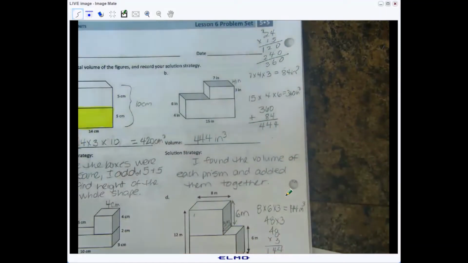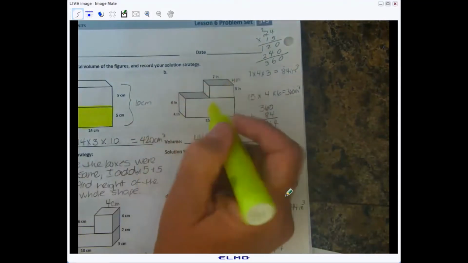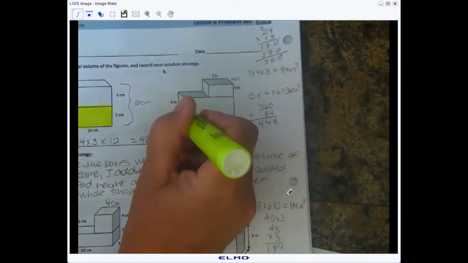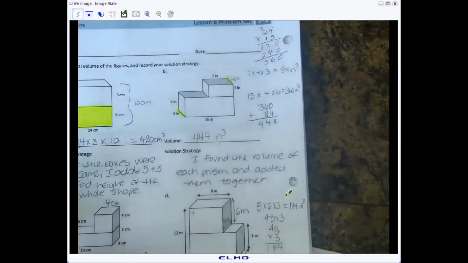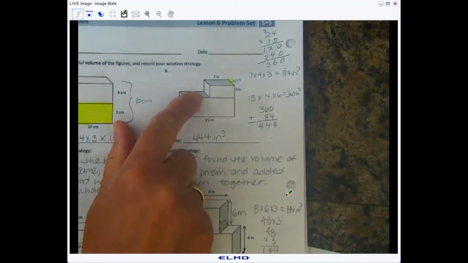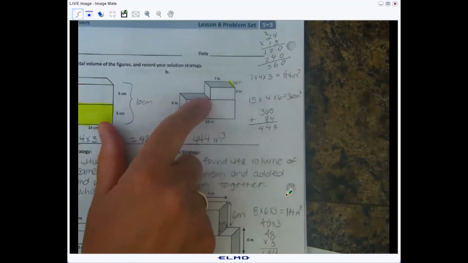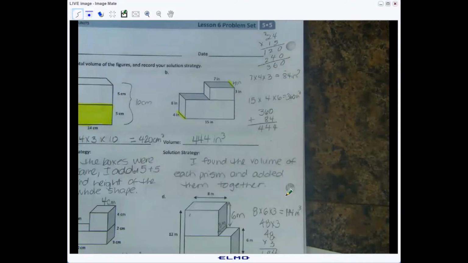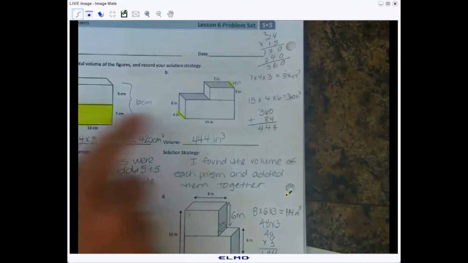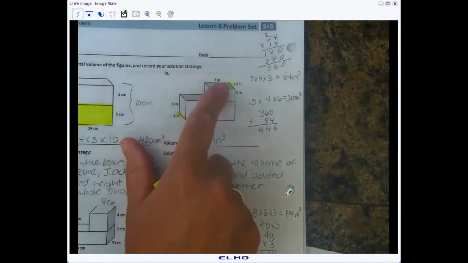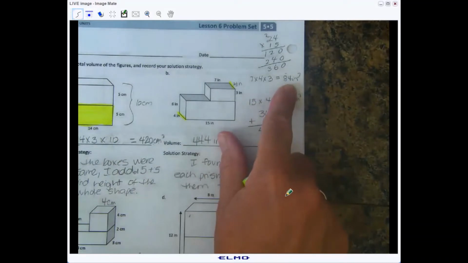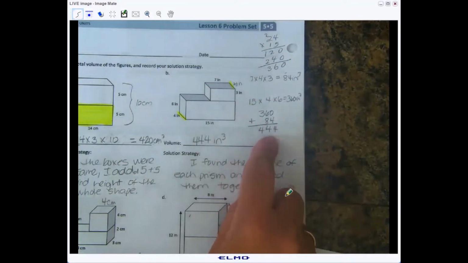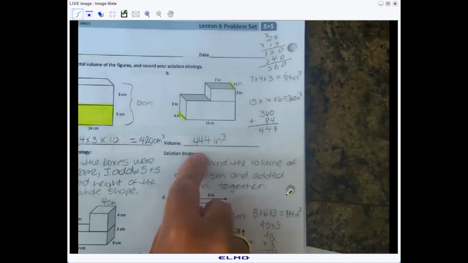And I want you to pay particular attention because this smaller box up here, they don't really give you the width of it, okay? You have to logically decide that the width is the same as the width of this box, because you can tell from the picture, this box lies right on top with no overlap or gap. So this prism has a length of 7, a width of 4, and a height of 3. That comes out to 84 cubic inches. And then you're just going to add those two together to get the 444 cubic inches.